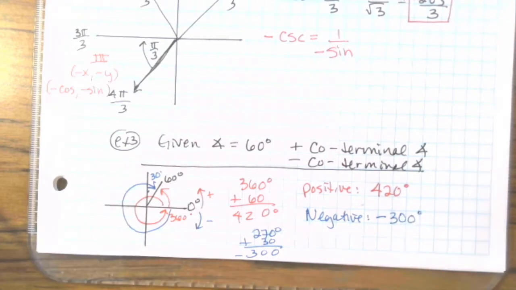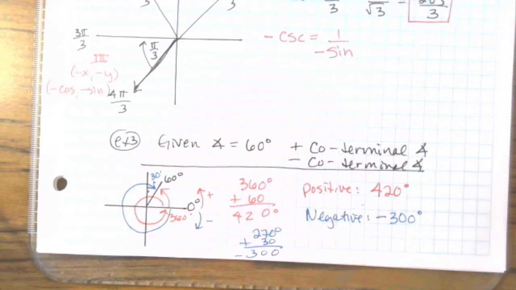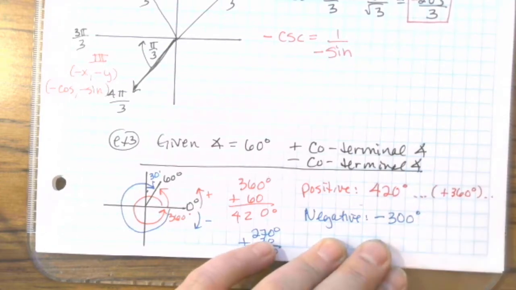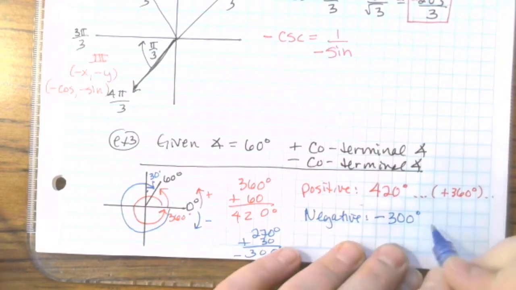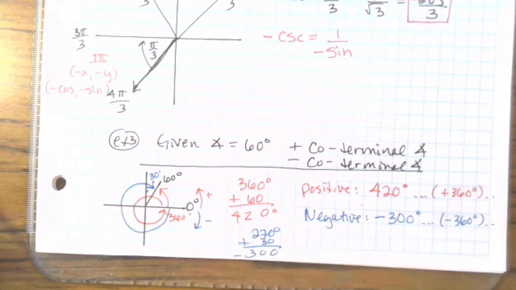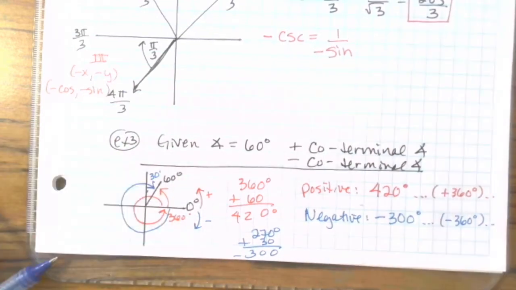From here, if you needed more positives or more negatives, you would just keep adding or subtracting by 360. So once you found the original one, you just keep adding 360 degrees to get as many as you need. In the case of the negative angle, you subtract 360 to get as many as you need. So that's positive and negative coterminal angles.